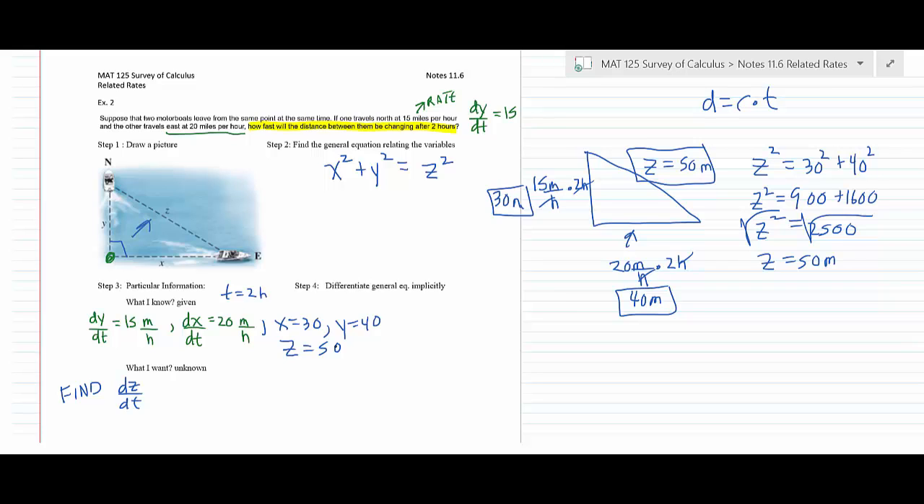I think X had to be 30 and Y had to be, Y. Yeah, X is 40. Yeah, Y is 30, and X is. Oh, I got my variables backwards, don't I? See, I'm getting sloppy.